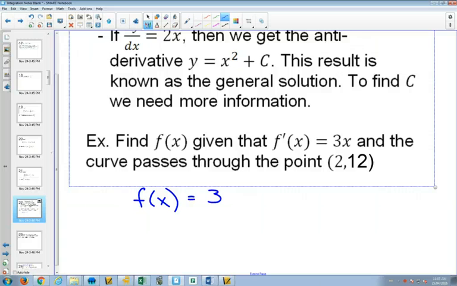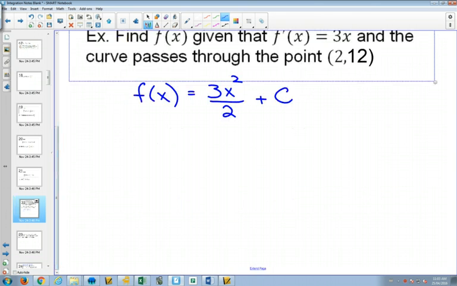So we're going to add 1 to the exponent and divide by that number. And we always say plus c. But now that we know that the curve passes through the point (2, 12), we know that when x is 2, y is 12. So just like you've done in a number of different situations in math before, you can plug those values in.